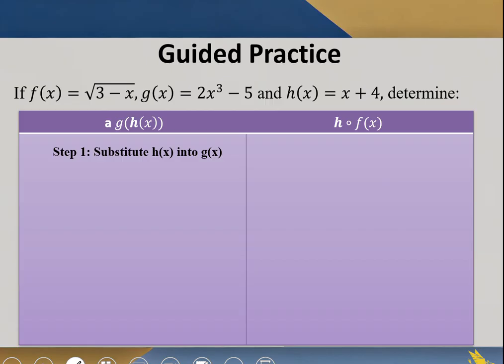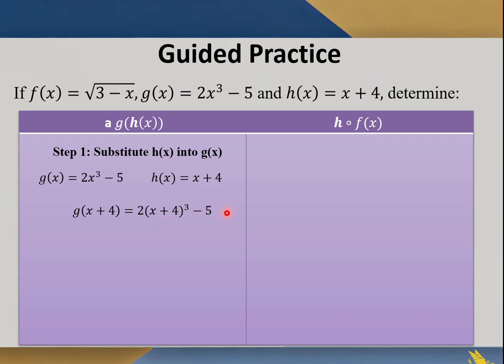So to start with, we've got three functions here. We've got f of x, g of x, and h of x. The first question is saying g of h of x. So we've got a composite function. So we're looking at h of x and g of x. Let's write those down. g of x is 2x to the power of 3 minus 5. h of x is equal to x plus 4. The second part is we need to group our h of x, which is x plus 4, and put it inside the x of g. So that turns into 2 times (x plus 4) to the power of 3 minus 5.